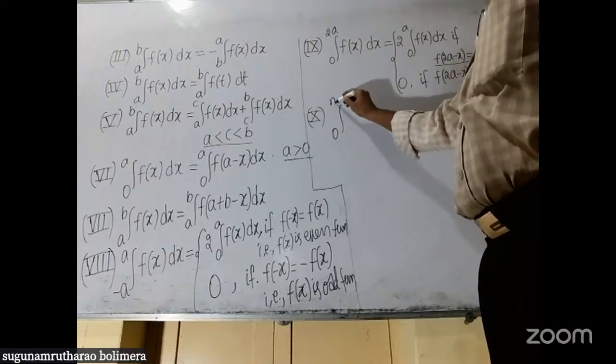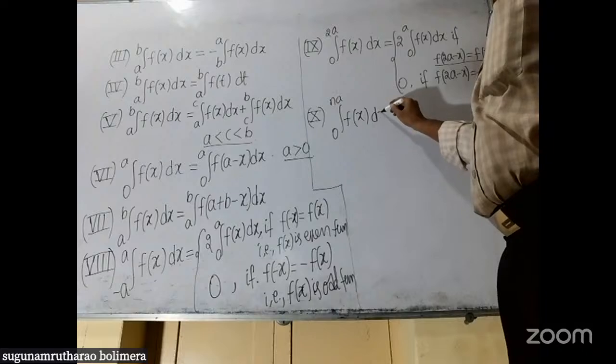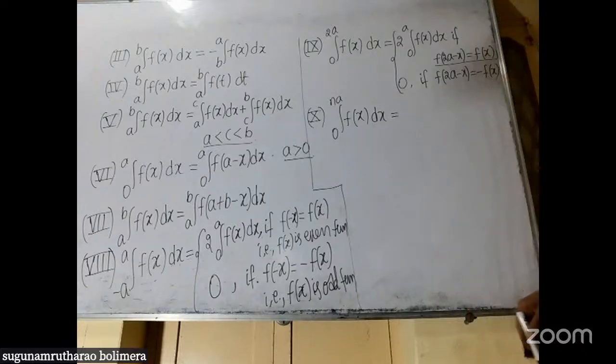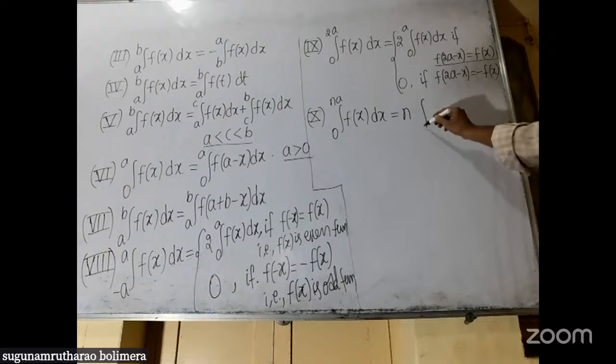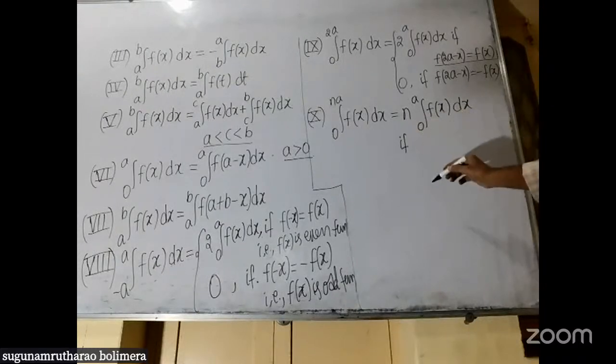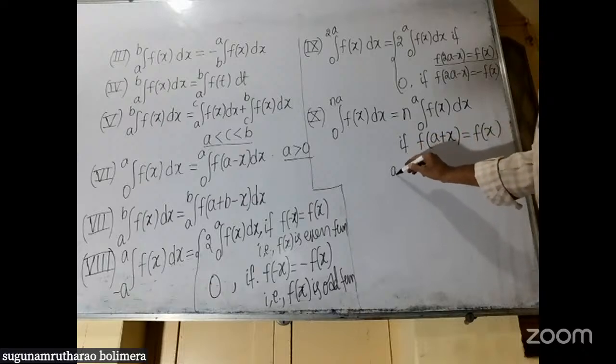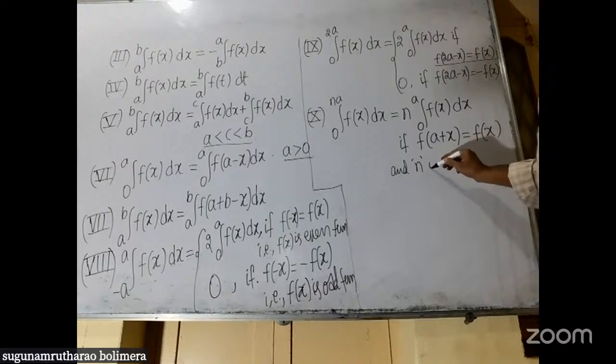Integral 0 to na f of x dx is equal to n into integral 0 to a f of x dx, if f of a plus x equals f of x, and n is a positive integer.